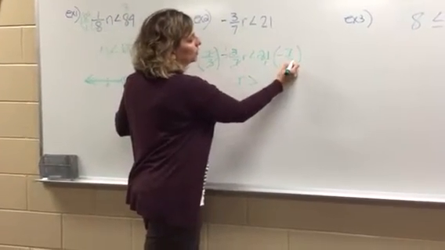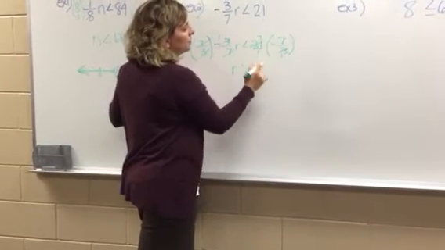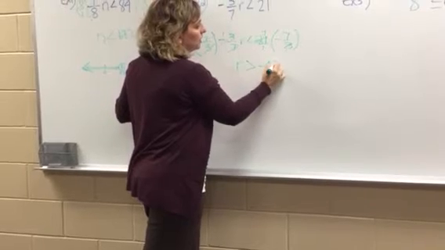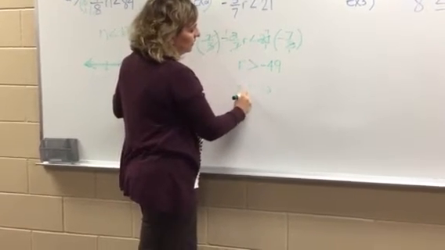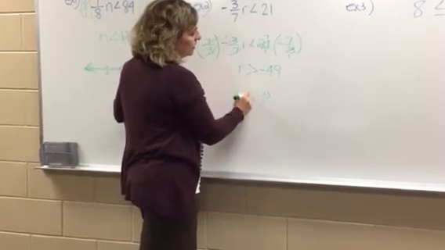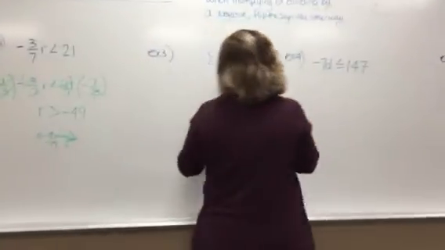This is 21/1. I can reduce this to 1 and 7. 7 times -7 is -49. R is greater than -49. You find -49 on the number line, and r is greater, so you're going this way. Okay, let's go over here.